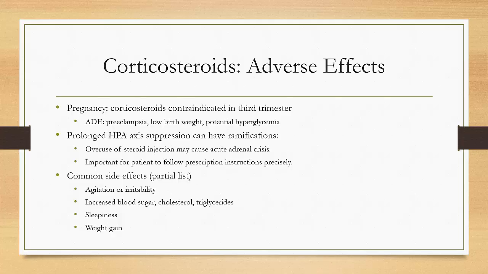Other corticosteroid risks during pregnancy include preeclampsia, low birth weight, preterm birth, and potential hypoglycemia and ketoacidosis for the patient with gestational diabetes. Corticosteroid use following birth can disturb normal lactation, but this is reversible after stopping use of the medication.